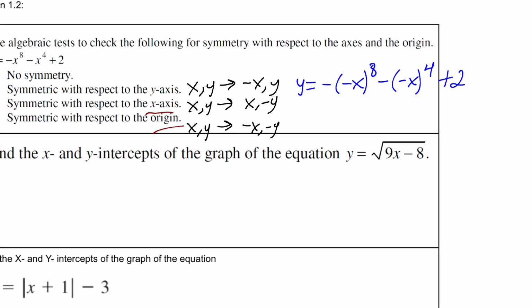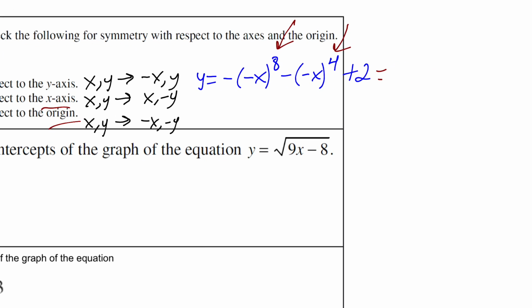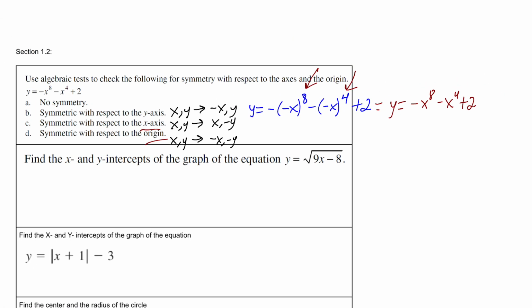In blue here is the symmetry with respect to y-axis. Because when I plug in negative x, all of my exponents are even, it doesn't actually change anything, because all of the negatives end up canceling out, and I get the original equation that I started with. Negative x to the 8th minus x to the 4th plus 2. So that is actually my answer, because after I apply this change, it's the same as the original.